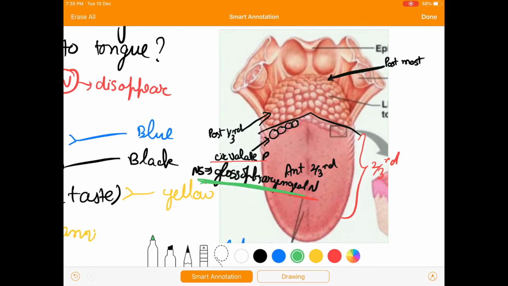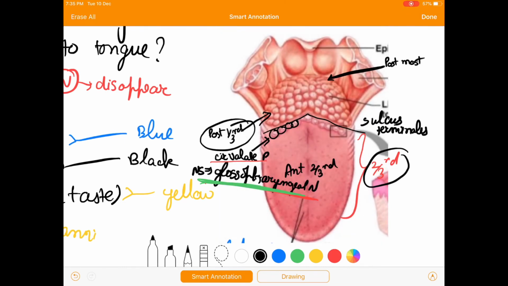And I forgot to tell you one thing. I will clear it right now. This sulcus, I will erase this. This sulcus, which separates posterior 1/3 from the anterior 2/3, is sulcus terminalis. Sulcus terminalis. Right.